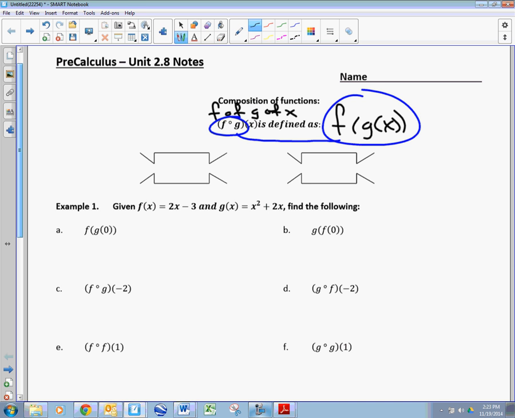So what that means is you take x and you start by plugging it into g. You have this g function. When you plug x into g, you get an output of g of x. Then you take that g of x value and you plug it into f. And your output would be f of whatever your input was. What was my input to the function? G of x.